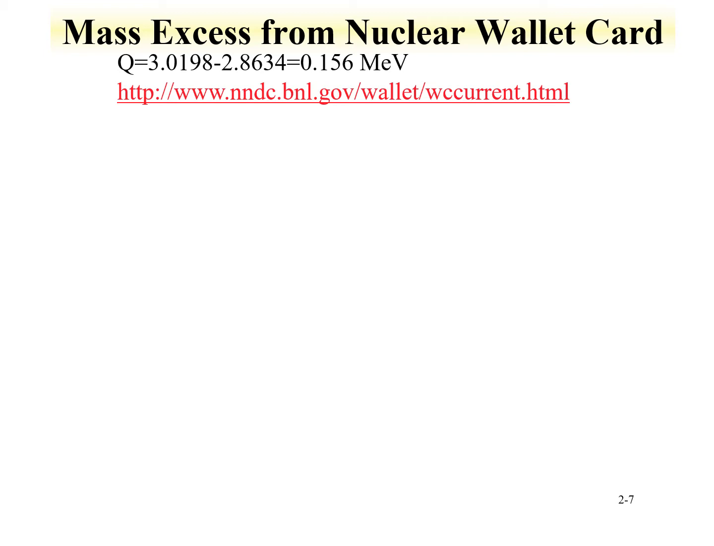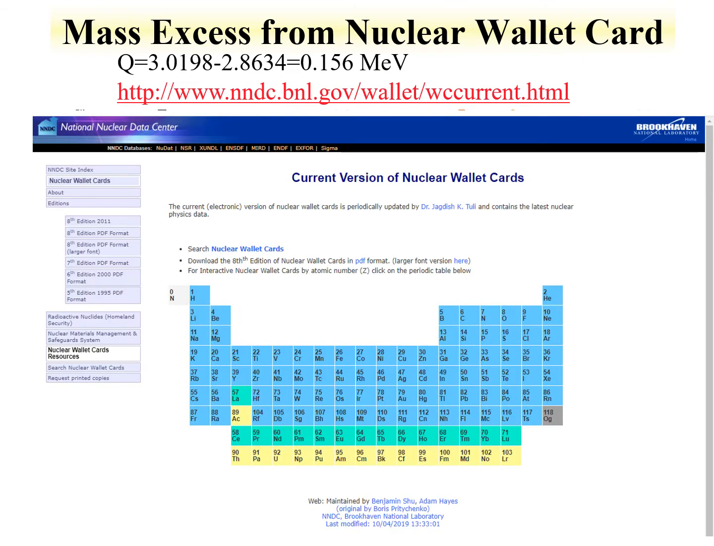On the previous slide, we saw that the Q value for the decay of carbon-14 is 0.156 MeV. I also told you that you could get the mass excess data for the isotopes involved, carbon-14 and nitrogen-14, from the nuclear wallet cards, and the website for the nuclear wallet cards is listed here. I'll show you what that would look like if you were to go to this website and click on it. You would find a periodic table that would pull up, find carbon and nitrogen as they are shown here, and click on them in series. So you would select carbon, get the data, select nitrogen, then get your data.